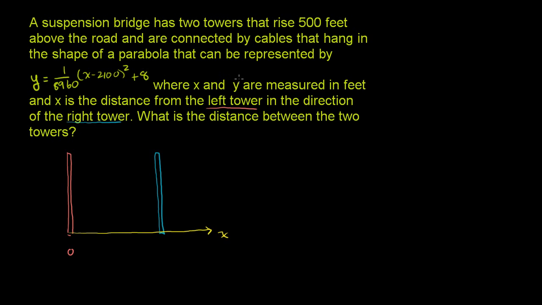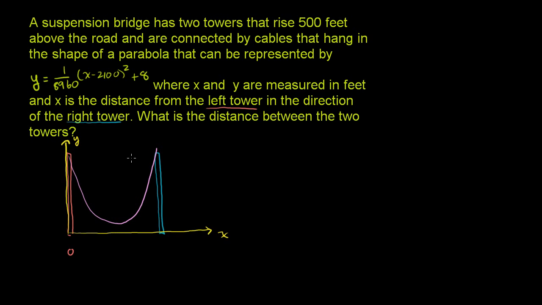So that's x. And then y, we can assume, is the height of the towers, or just the height in general. So this is the y-axis, and we're just dealing with the first quadrant of the coordinate plane. They're telling us that the cable that connects these two is in the shape of a parabola. So let me draw that parabola right there. They're the same height, so the parabola will look something like this. That's about as good as I can do.